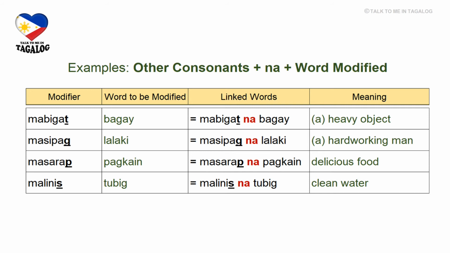a hardworking man. Masarap, meaning delicious. Pagkain, meaning food. Together, they become masarap na pagkain, delicious food. The last one is malinis, meaning clean. Tubig, meaning water. Together, they become malinis na tubig, clean water.